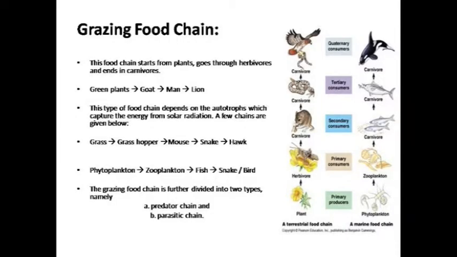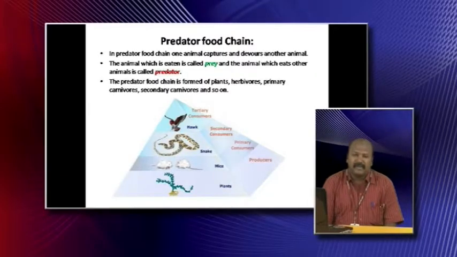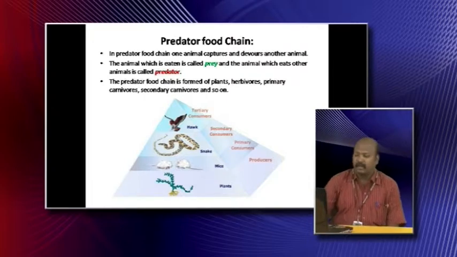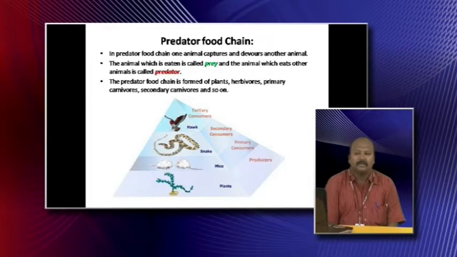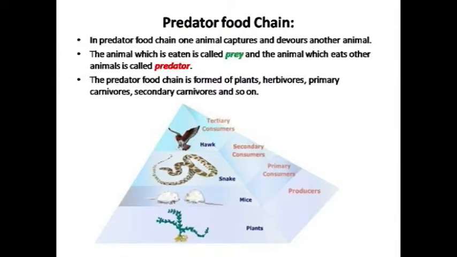Like that, in a pond ecosystem, phytoplanktons generate energy, zooplanktons devour the energy. From zooplankton, energy is transferred to fishes, then snake to bird. In the grazing food chain, again 2 types are there. One is the predatory food chain, the other one is the parasite food chain. I will see them one by one. Predatory food chain: in a predatory food chain, one animal captures and devours another animal. The animal which is eaten is called prey, and the animal which kills and eats the other animal is known as predator.